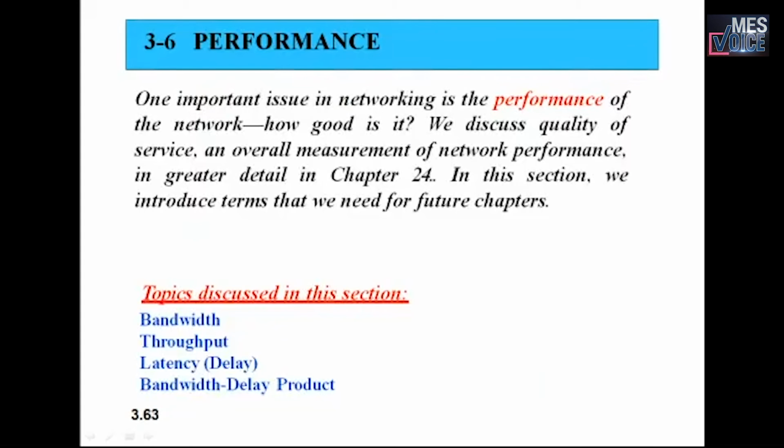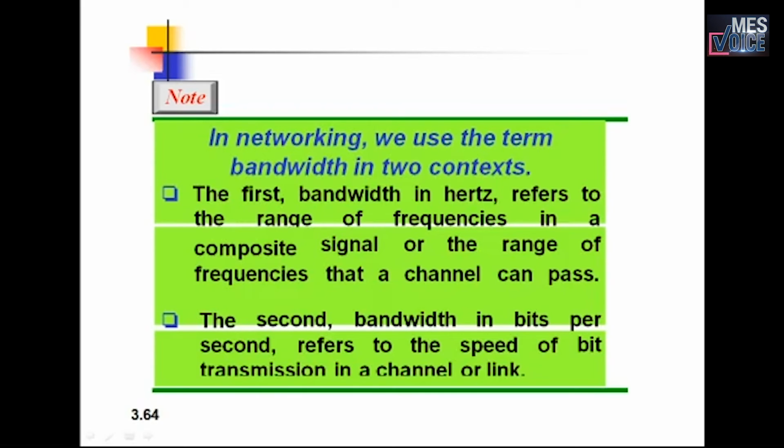One important issue in networking is the performance of the network. In this section, we introduce terms that we need for future chapters: bandwidth, throughput, delay, and bandwidth delay product. In networking, we use the term bandwidth in two contexts. The first, bandwidth in hertz, refers to the range of frequencies in a composite signal or the range of frequencies that a channel can pass. The second, bandwidth in bits per second, refers to the speed of bit transmission in a channel or link.